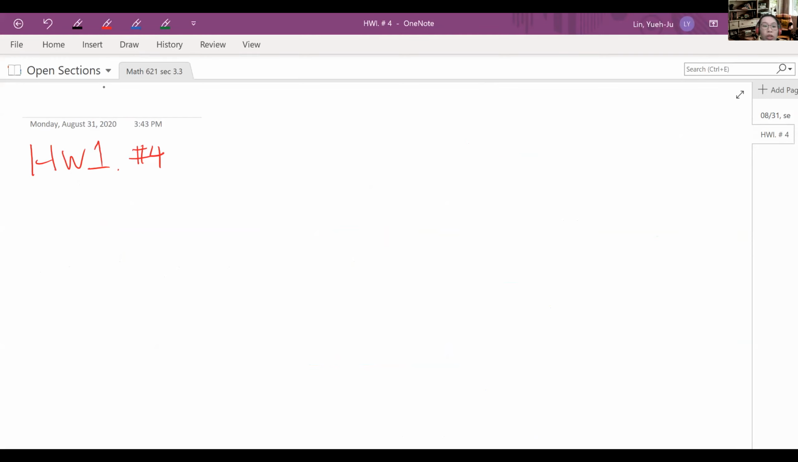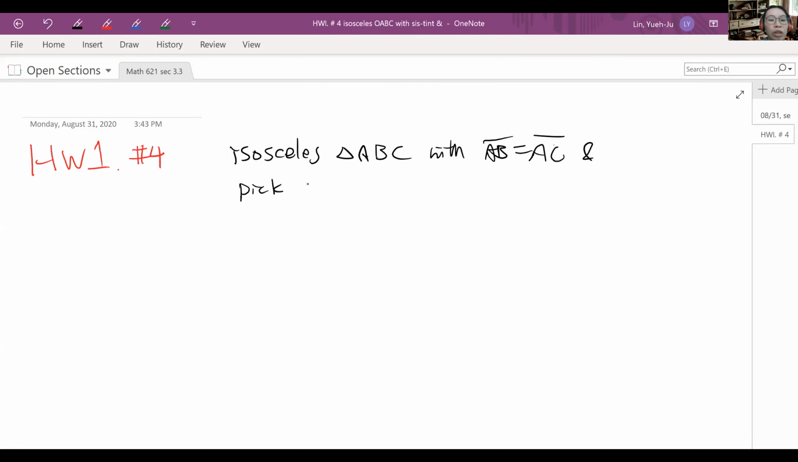So this is some common issue I saw. For example, I believe the problem tells you that this is an isosceles triangle with AB equals AC, that's given. And also they tell you to pick D and E on AB and AC such that AD equals AE. I still see some of the people treat this problem as a construction. That's not correct. This is not a construction problem, okay?